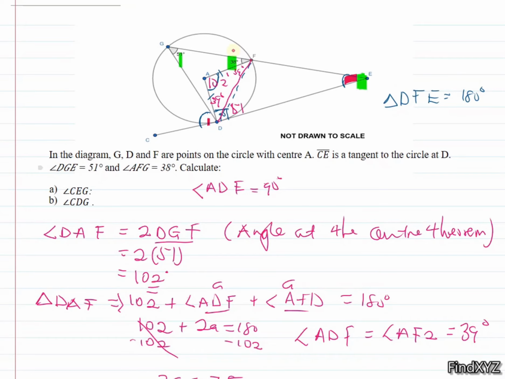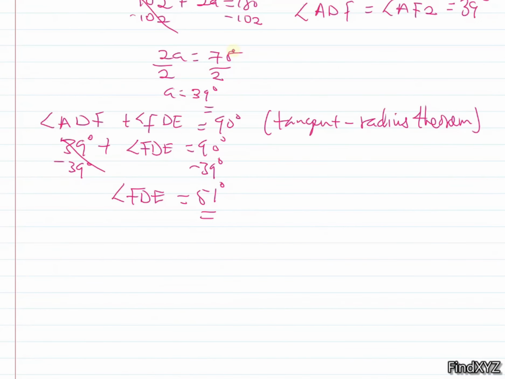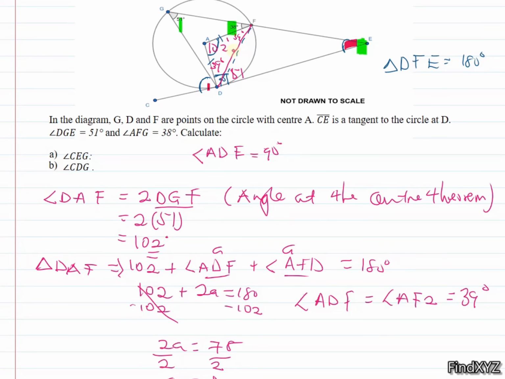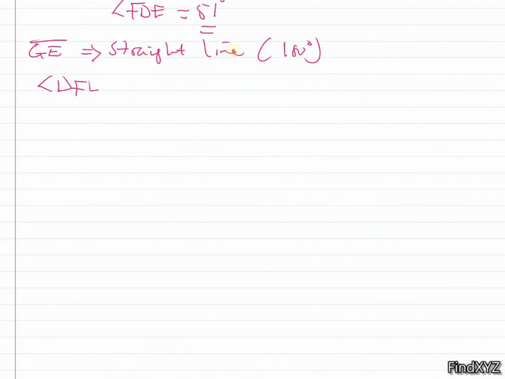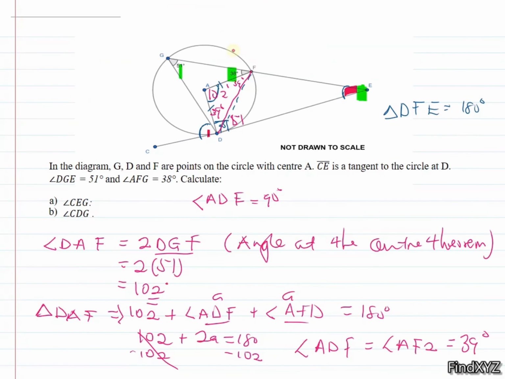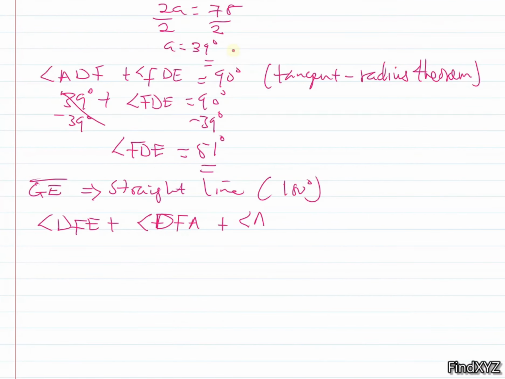We can also say that line GE is a straight line. So G to E is a straight line, and angles on a straight line sum up to 180 degrees. So we can sum the angles to find angle DFE. Angle DFE plus angle DFA plus angle AFG all lie on a straight line, so they should sum up to 180 degrees. Angle DFE we don't know. That is what we are trying to find.